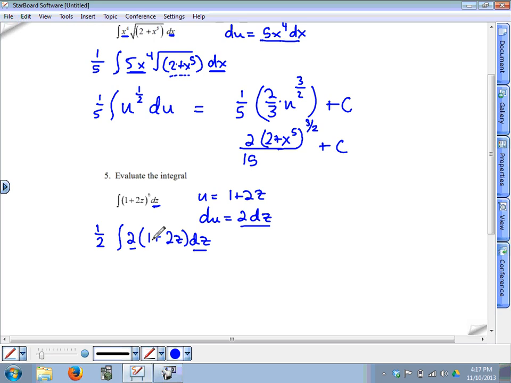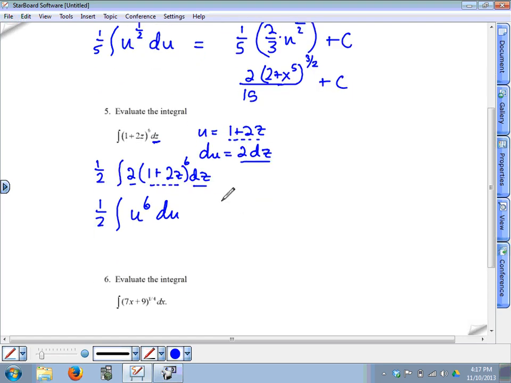Now we have the 2 dz that we need right here, and so we're going to let that substitute to be du. Actually, I'm forgetting something here, it's to the 6th power, there we go. So our integral becomes 1/2 times the integral of u to the 6th du. So we're going to get 1/2 times u to the 7th over 7 plus c.